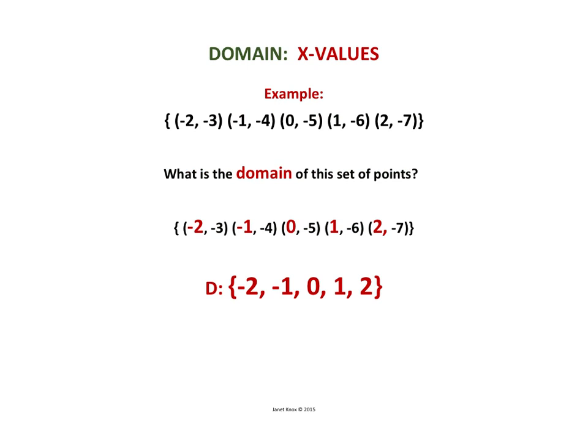Domain is my x value. So if I'm given a set of points, (-2, 3), (-1, -3), (0, -4), (1, -5), (2, -6), (-7), what is the domain of this set of points? Domain is my x value. So if I have a set of points, I'm just going to look at the x values, which in this case is -2, -1, 0, 1, and 2. And so I write that down.